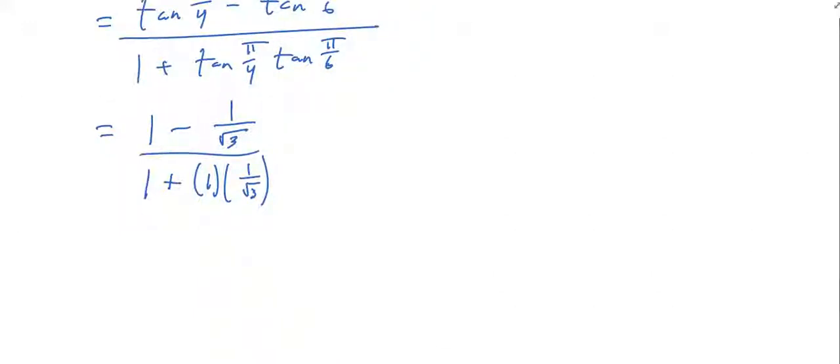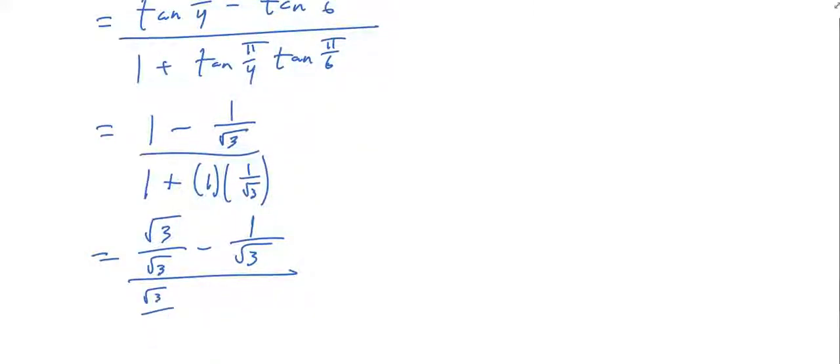I'll show it to you in 2 steps. But you could actually kind of do it in just 1 extra step. Once you've done it a few times, it always works out the same. So what I'm going to do is take these 1s and turn them into root 3 over root 3, just to get a common denominator. And that's what you do every time. Same thing with this one: root 3 over root 3 plus, and 1 times 1 over root 3 is just 1 over root 3, right?